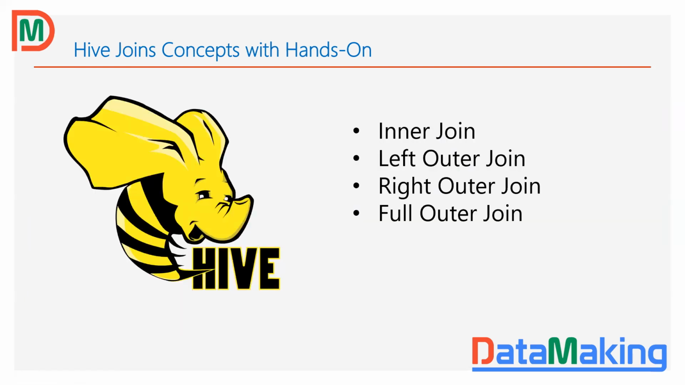Okay, if you go to join concepts in Hive, we have inner join and outer joins, like left outer join, right outer join, and full outer join. We'll be seeing all of these.